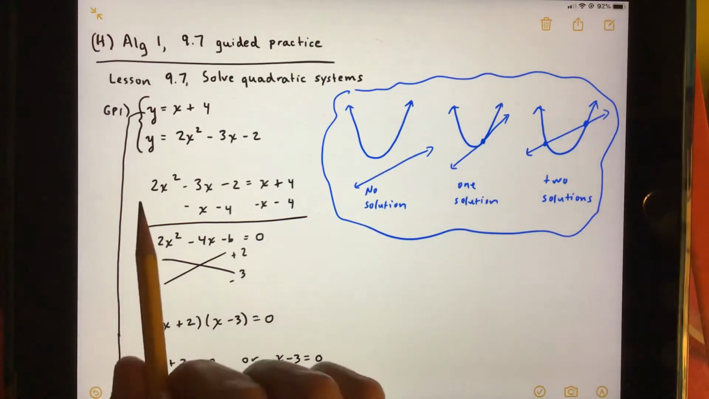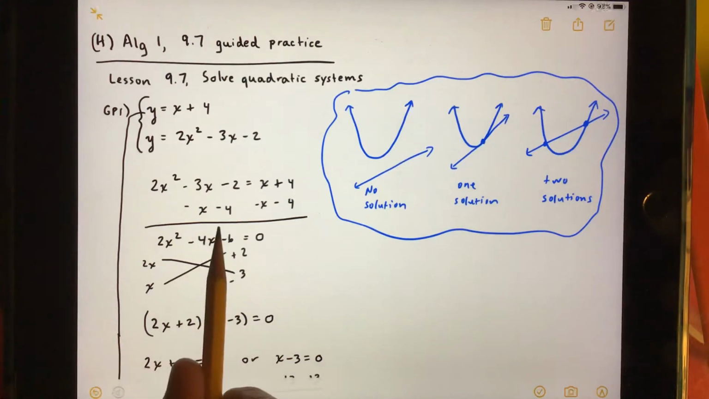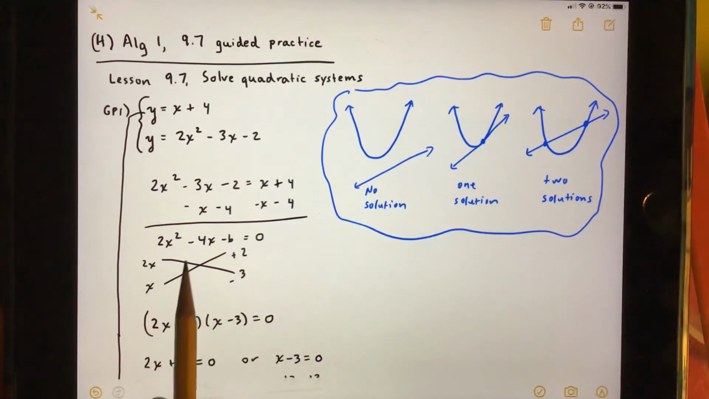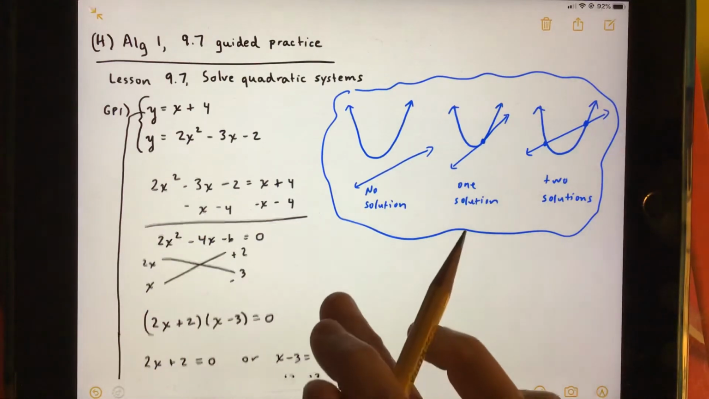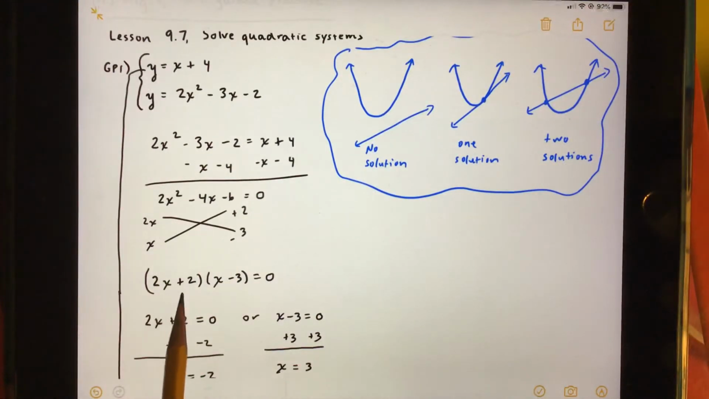So what I'm going to do is I'm going to say, well, factoring might be a good choice here to solve this quadratic equation, so I'm going to get equal to 0. So I'll subtract x and subtract 4 on both sides. That'll give me 2x squared minus 4x minus 6 equals 0. And then I'm going to try factoring, and using my x method, I'm able to factor this quadratic trinomial into 2x plus 2 times x minus 3. And of course, I'm still equal to 0.